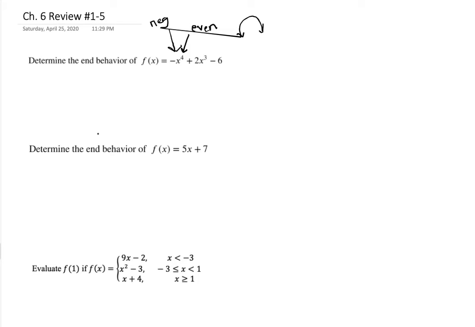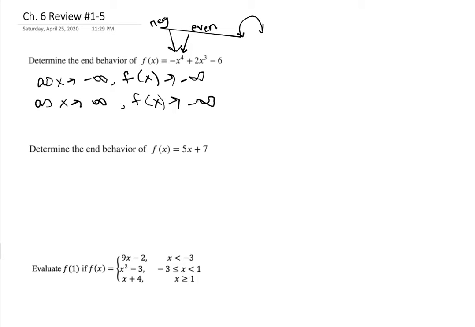I'm not really sure how that got like that, but anyway, what you're going to do is write as x approaches -infinity, f of x approaches -infinity. That's this side right here. And as x approaches positive infinity, f of x approaches -infinity because it is still heading down. If you had even but positive, like x to the 4th but positive, then you're going to have both heading to positive.